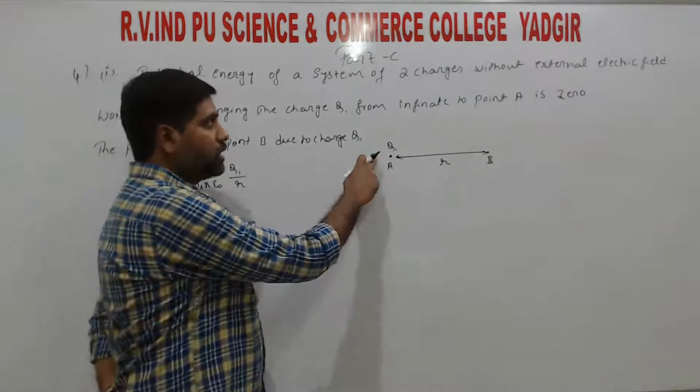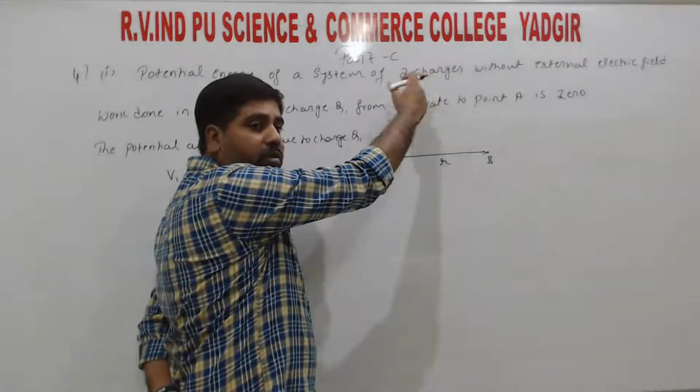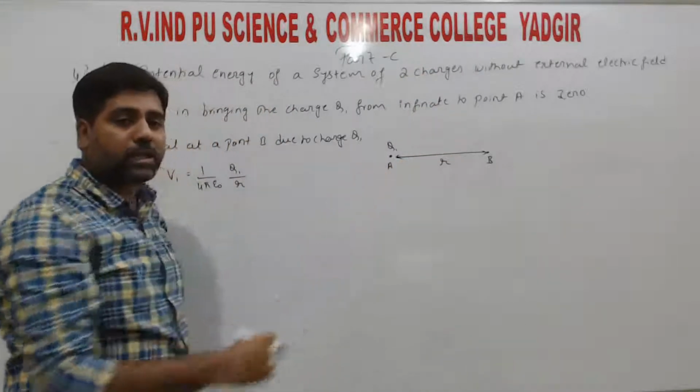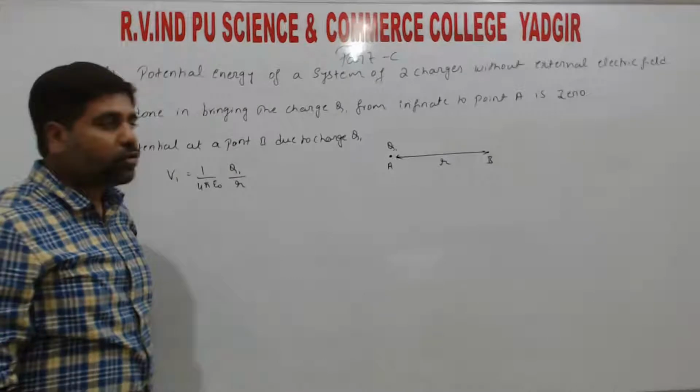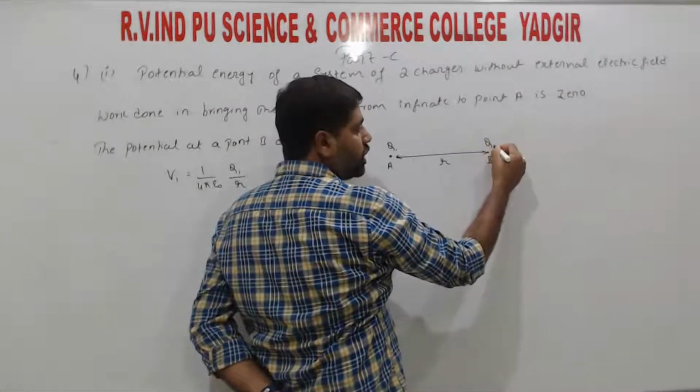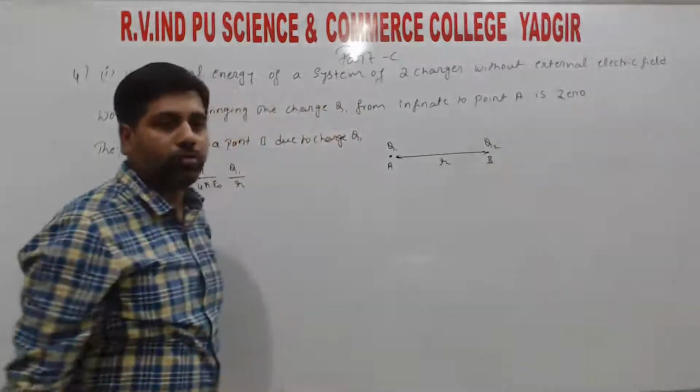So we have one charge done. So next, what are they saying? System having two charges. So one charge is done. So now we are bringing one more charge from infinity, right? So we are bringing one more charge from infinity to the point B. So that charge we take as Q2, right?